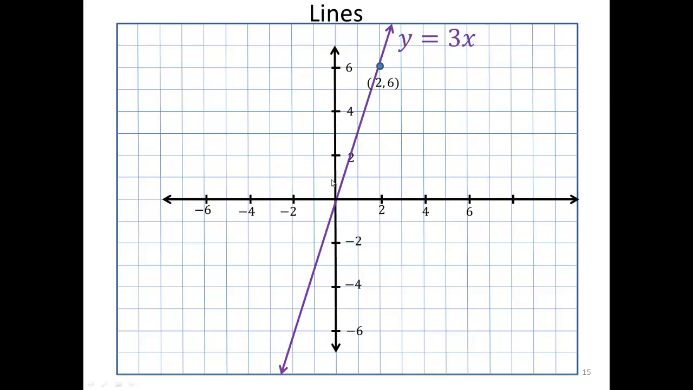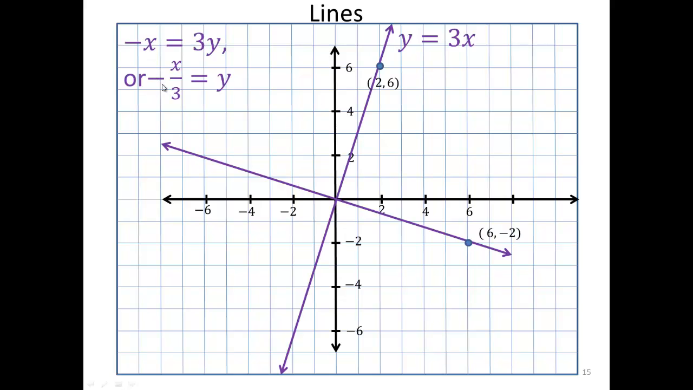All right, so let's take a look at line y equals 3x. Rotated 90 degrees, what do you think its slope is? We said negative reciprocal of 3. Reciprocal of 3 is 1/3. Negative reciprocal would be negative 1/3. So the line is y equals negative 1/3 x, or negative x equals 3y. You can think of it like that as well.